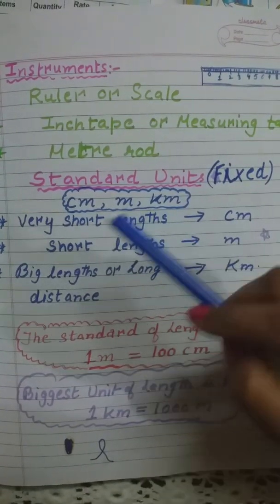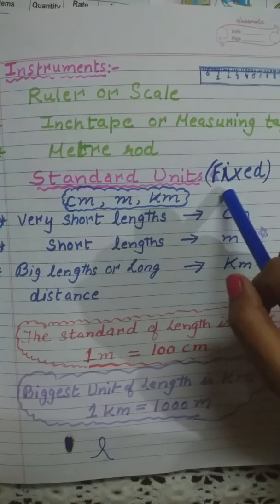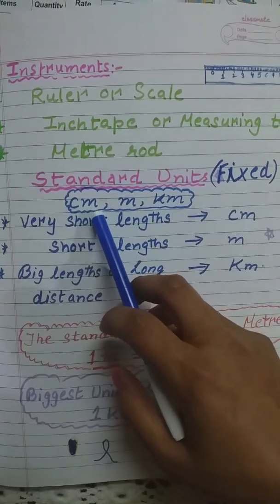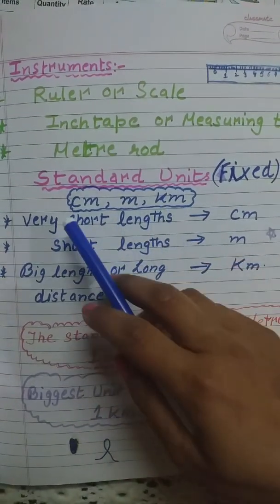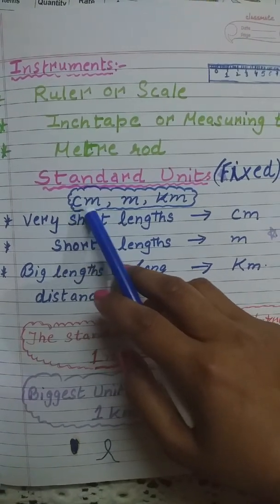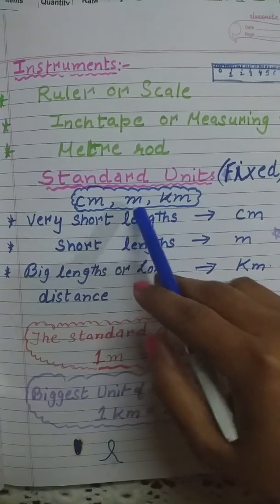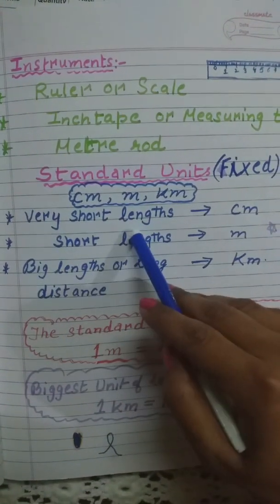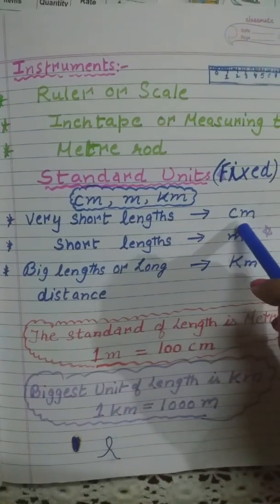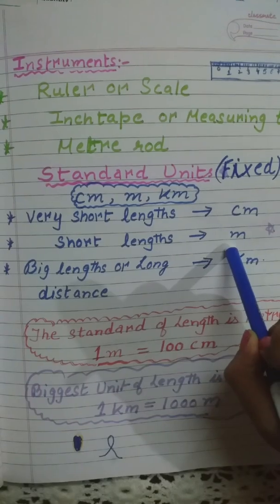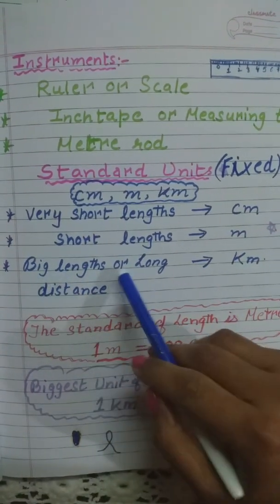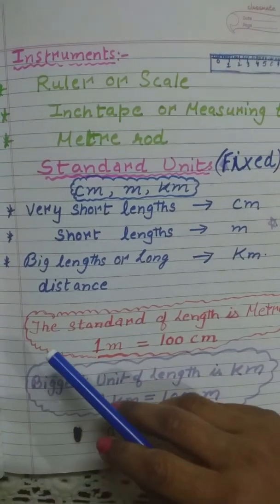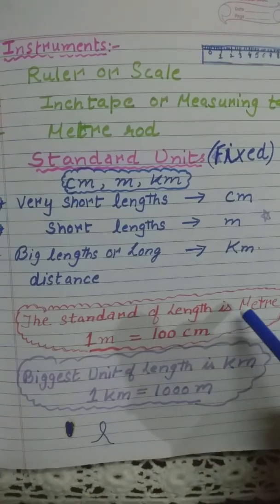Now the standard units. Standard units means fixed units. So we have different units of length. That is, first is centimeters, meters and kilometers. Centimeters we write in short form cm. For meters we write m, and for kilometers we write km. So for very short lengths we use the unit centimeters. For short lengths we use meters, and for very big lengths or long distances we use kilometers. So the standard unit of length is meters.